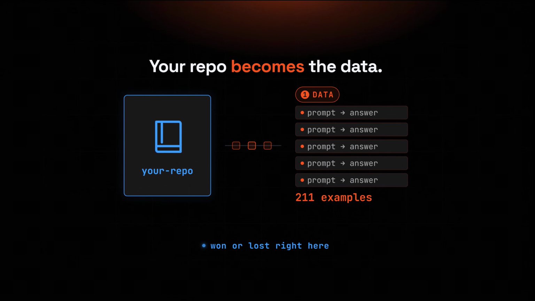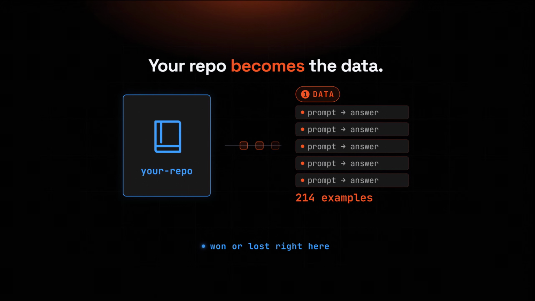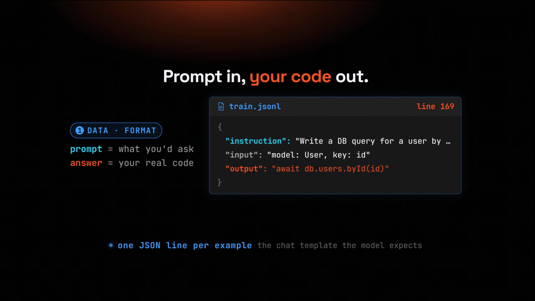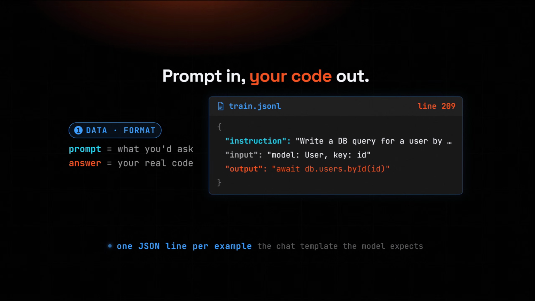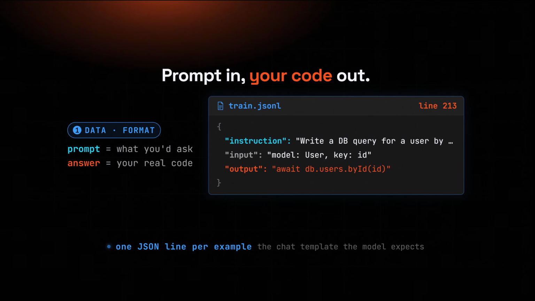Step 1, and the step that actually decides your result, the data. You are going to turn your repository into training examples. This is where the whole thing is won or lost. The format is simple. Each example is a pair, a prompt, and the answer you wish the model would give. For code, that answer is your real code. Write a small file of these as JSON lines, 1 example per line, in the chat template the model expects.